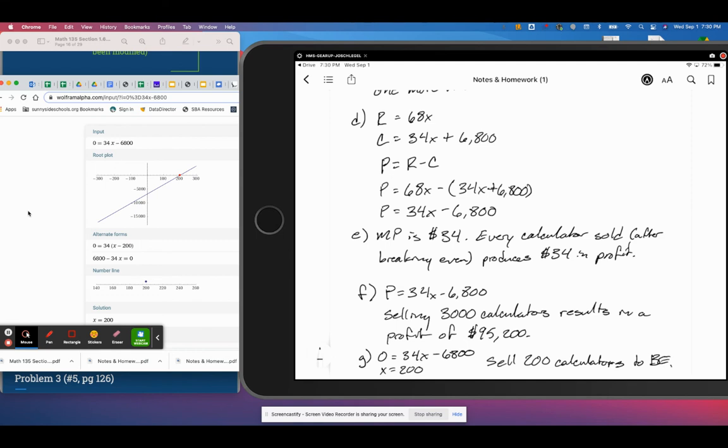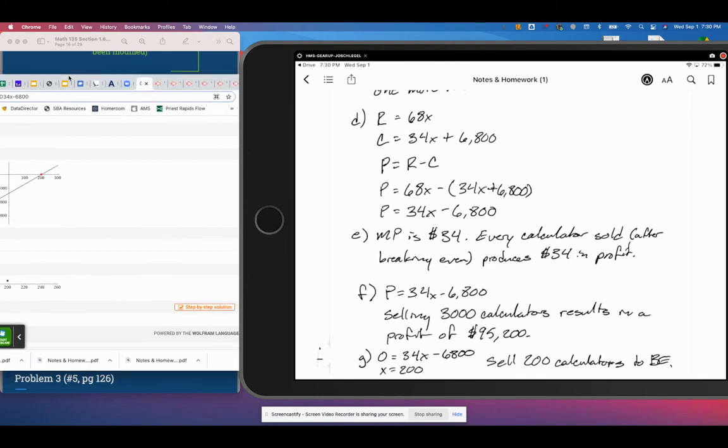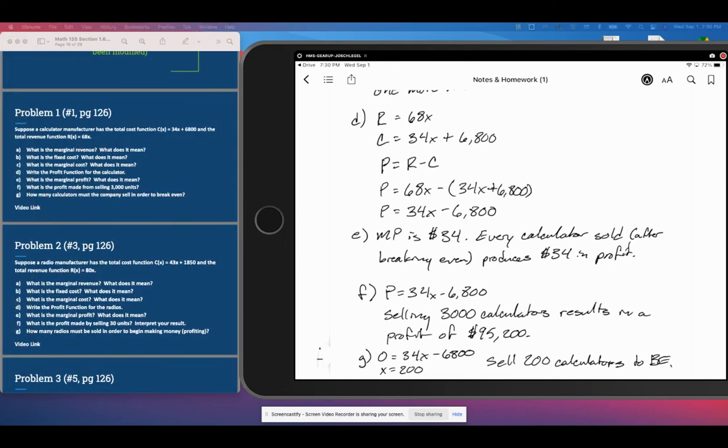And so again, anything made beyond 200 calculators is going to be profit. So calculator number 201 is the first calculator that is going to produce any profit for us. Everything up to that point was just paying the bills.